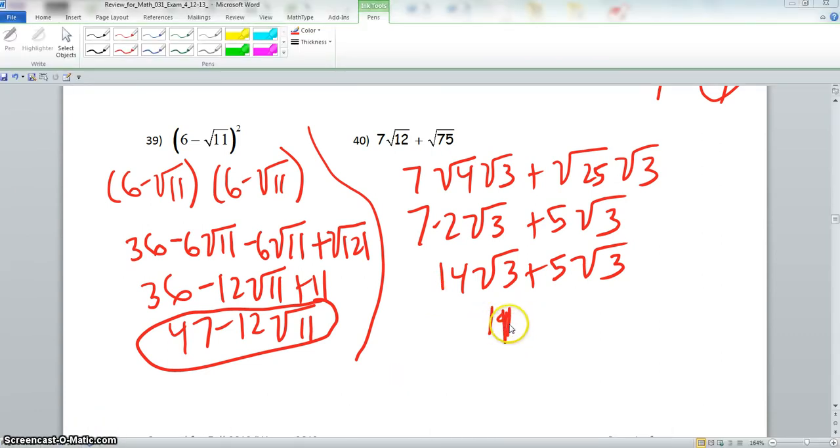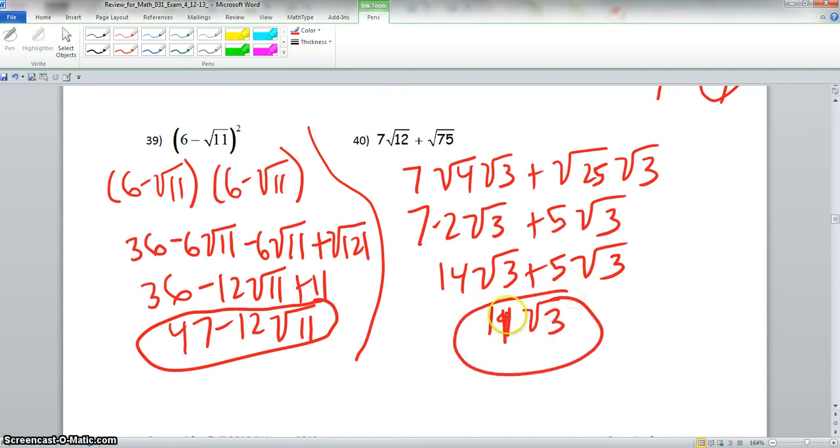I don't know what happened to the screen right there, but we would end up with 19 square root 3. And that would be our final answer.